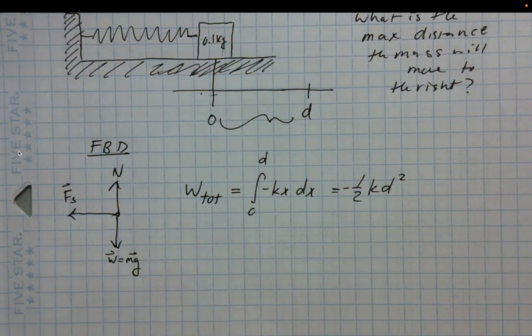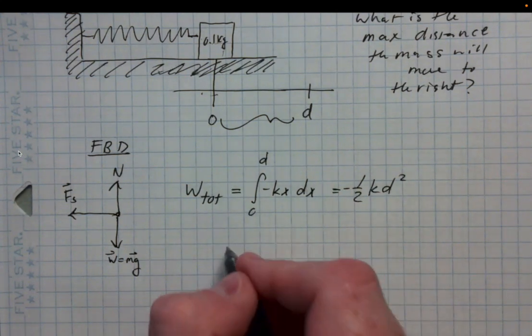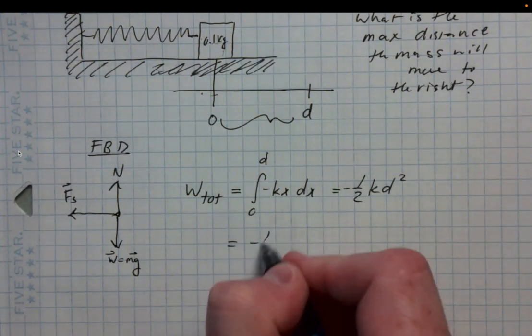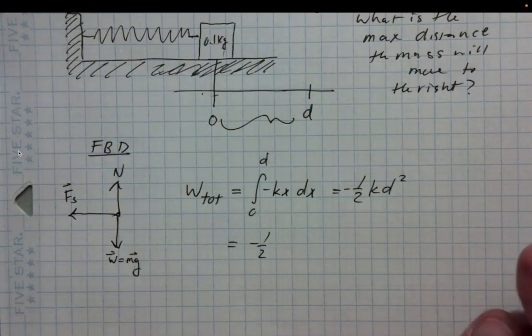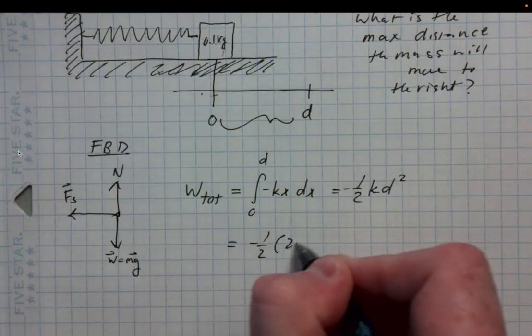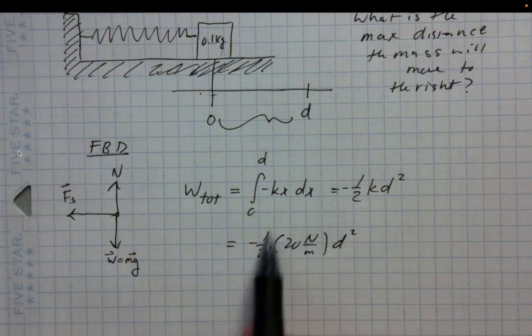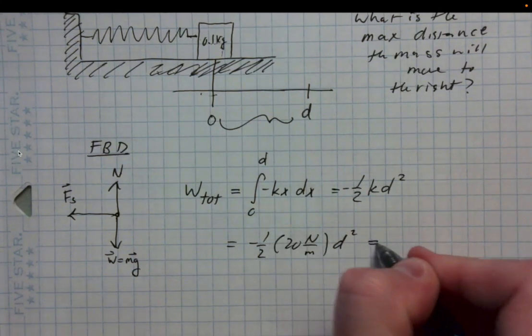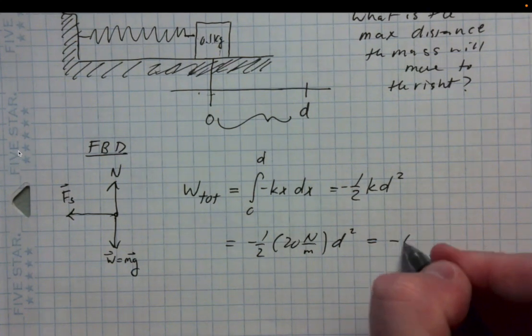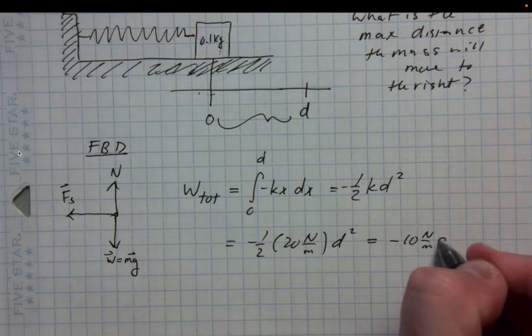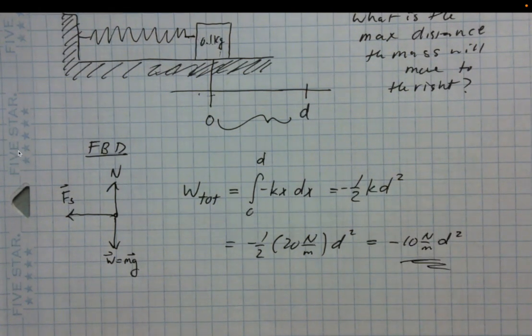Okay. All right. Can we calculate this value? Yeah, we know a couple of pieces of this anyways. Negative 1/2, we know K is what? 20 newtons per meter. And then we've got d squared. So actually we can't quite get to this yet, because we know this is negative 10 newtons per meter times d squared. We don't know d. D is what we need to find.